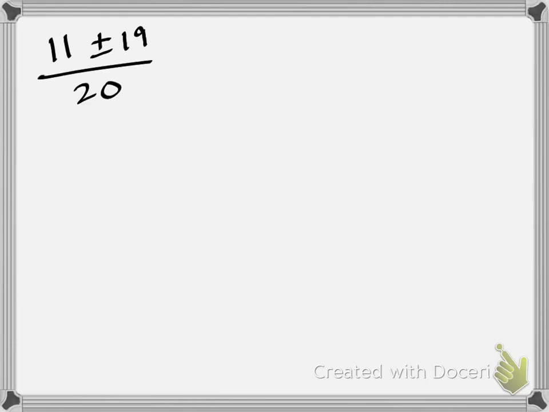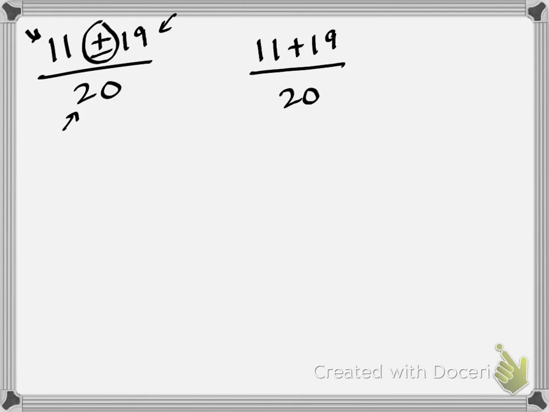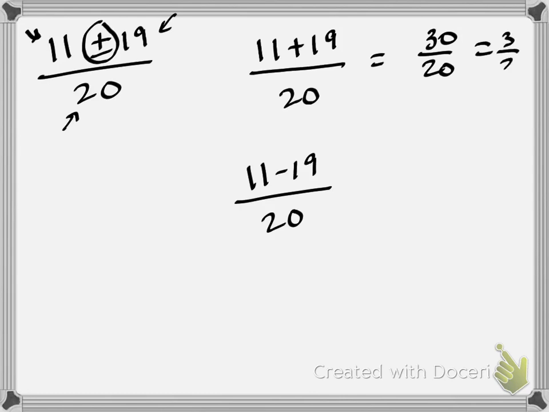And so since these are all whole numbers, there's no more square roots, I can now simplify this further. So I have 11 plus 19 over 20. And remember, that plus or minus takes on two different forms. And then we get 11 minus 19 over 20. 11 plus 19 is 30 over 20. That reduces to 3 over 2.